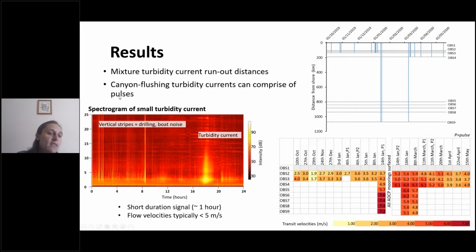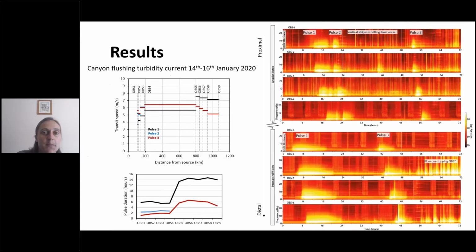Just briefly on the left, this is a spectrogram of what a small turbidity current looks like. So you can see that the signal is fairly short duration, it's just about an hour. And for these flows, the flow velocities were typically less than 5 meters per second. And I put this on here just so you can then compare how this flow looks like compared to some of our bigger flows.